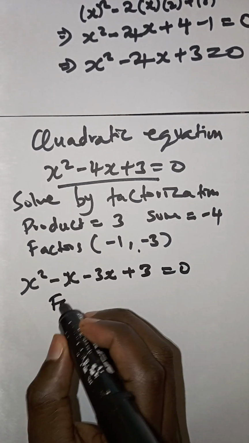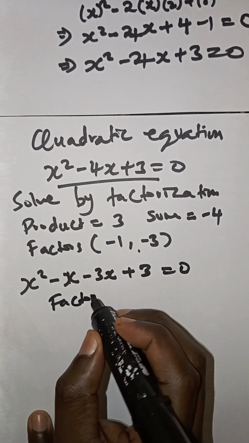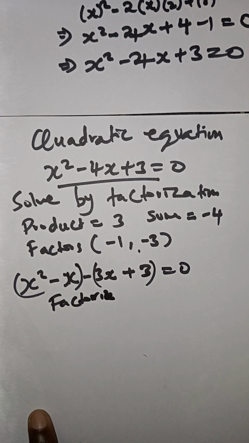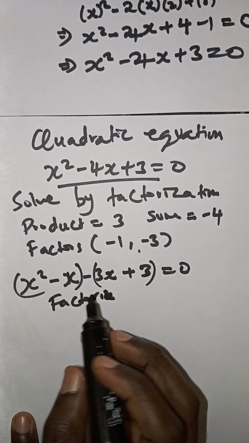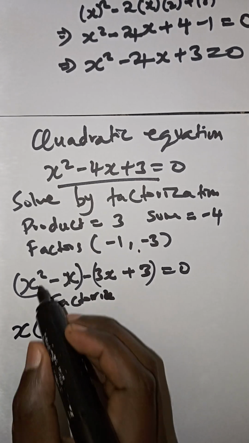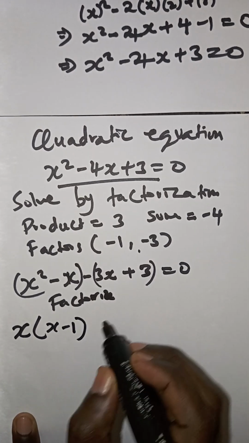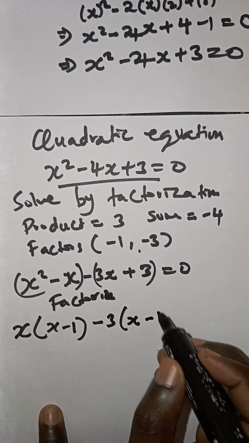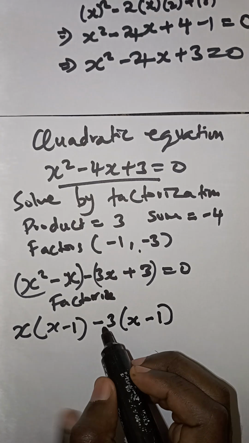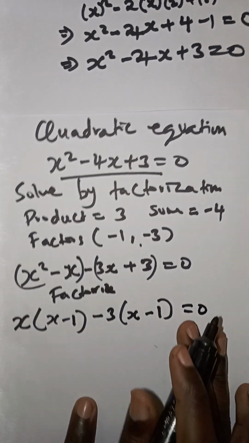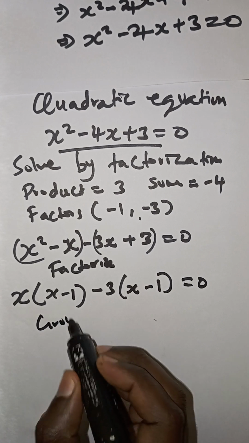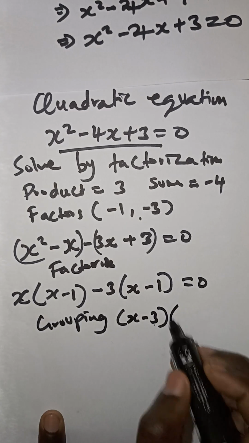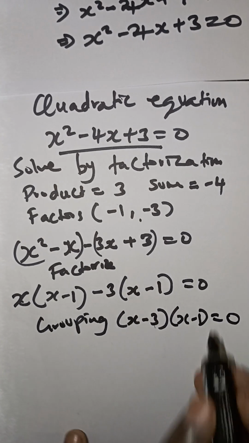And then at this stage, I'm going to factorize. I group and factorize. Common term here is x. I'm going to get x − 1. Here I can factor out 3, and then I'm going to get x − 1. So I've factored out negative 3, equals 0. Grouping, I'm going to have (x − 3), this and this, and (x − 1) = 0.